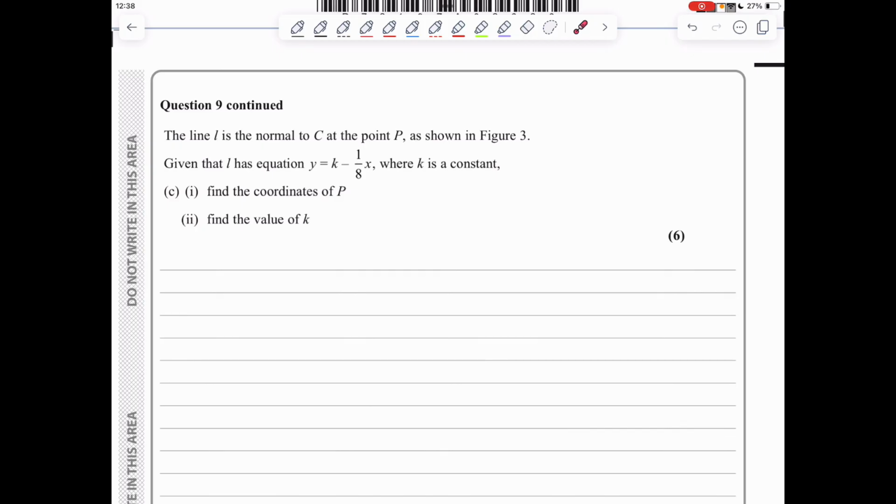In part C, we're given that the line L is the normal to C and it has equation y is k minus 1 over 8x, where k is a constant. We need to find the coordinates of P and the value of k. So we start with the equation of the normal. We can see that the coefficient of x is the gradient of the line, so the gradient of the normal is minus 1 over 8, which means that the gradient of the tangent can be found by flipping and changing the sign for the gradient of the normal. So this gives me that the gradient of the tangent is 8.